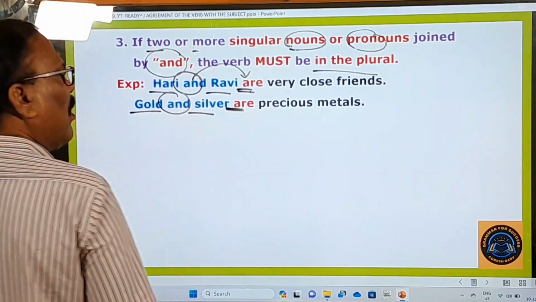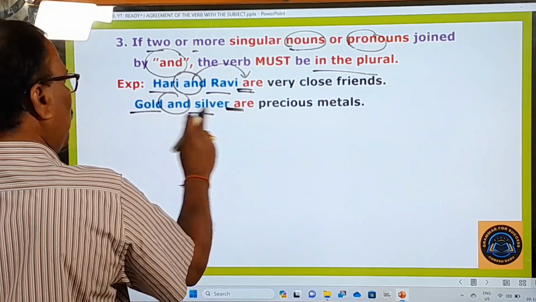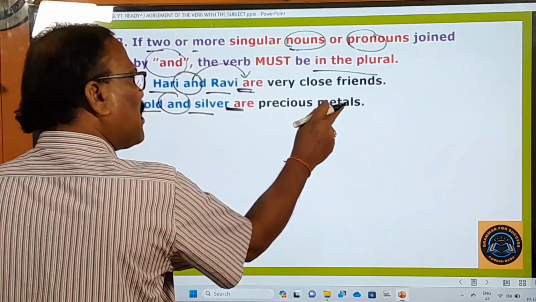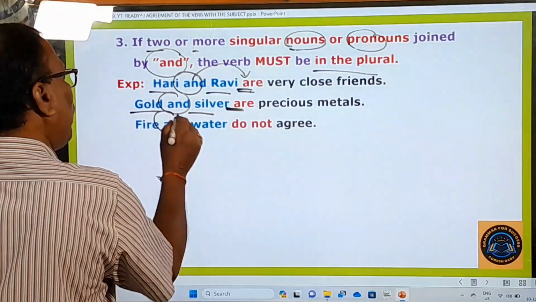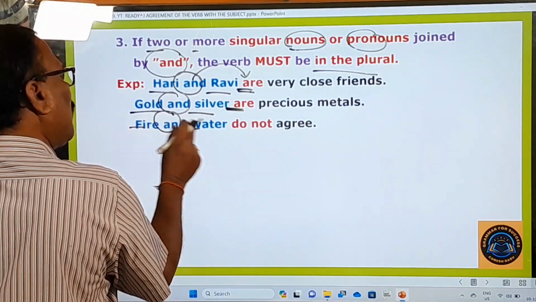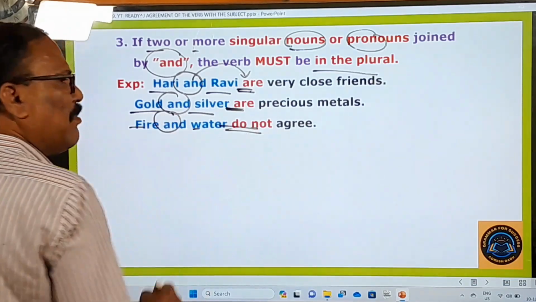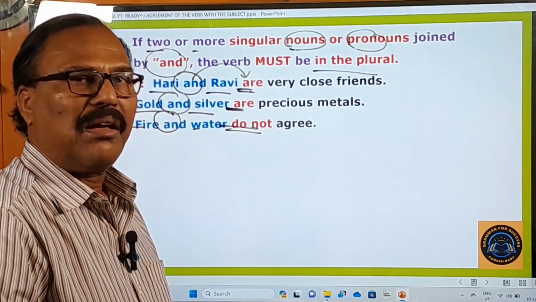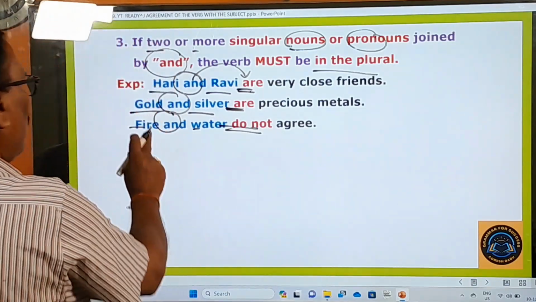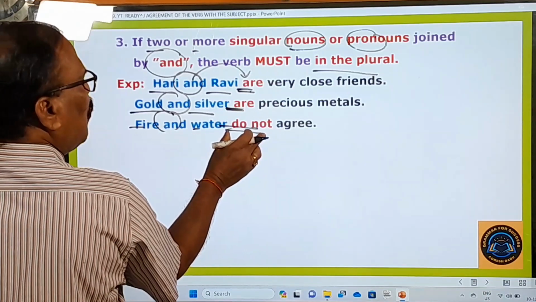Okay, and that's why the plural helping verb is used. Gold and silver are precious metals, right? And fire and water. Fire and water are two singular nouns joined by 'and'. I have already told you that 'does not' is a singular helping verb and 'do not' is a plural helping verb. So here fire and water form a plural subject, and therefore a plural verb is used.